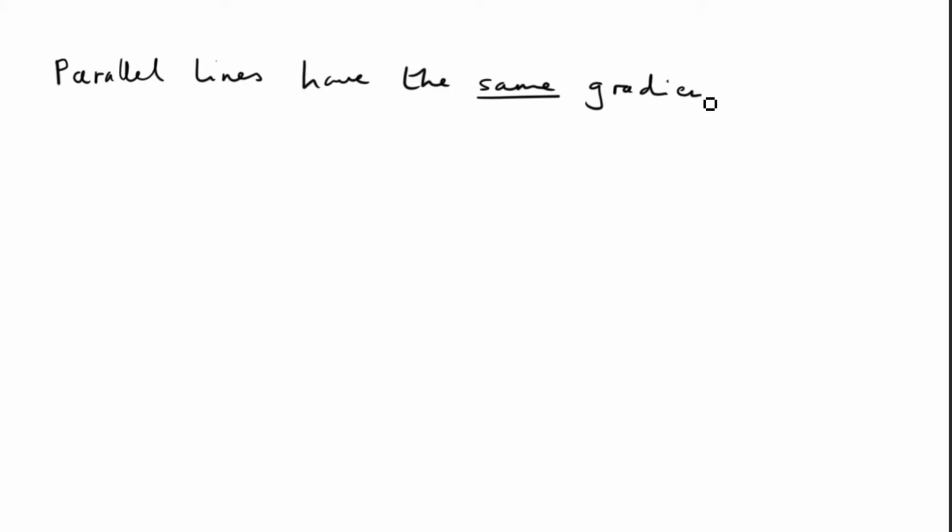So for parallel lines, we have just one very straightforward fact, which is that parallel lines have the same gradient. This means that the test for parallel lines is really very straightforward. Let's look at a couple of examples.